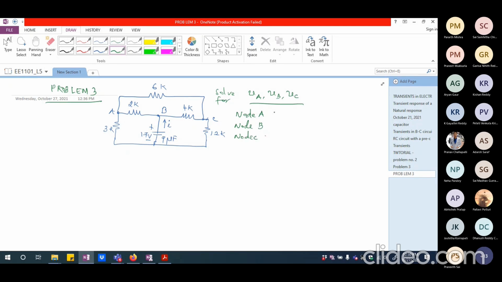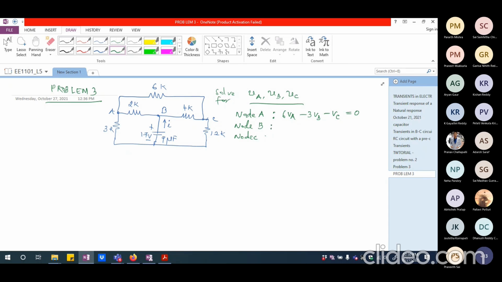KCL we had written. So for node A, we had written 6 VA minus 3 VB minus VC, because we had simplified whatever we had written along with, for example, VA divided by 3K, VA minus VB by 2K, and VA minus VC by 6K. That's what we had written, and I had simplified it like this.